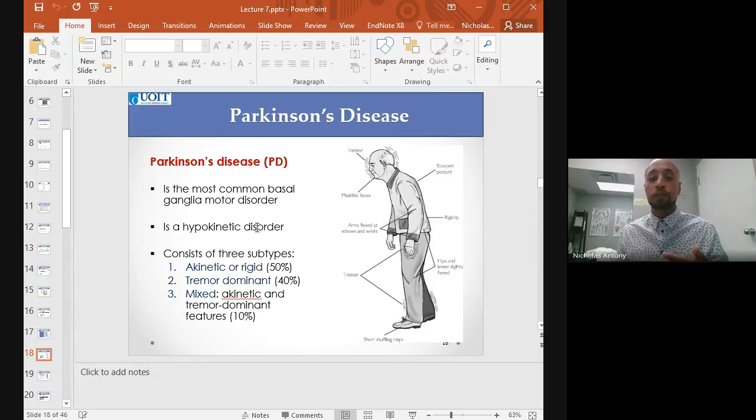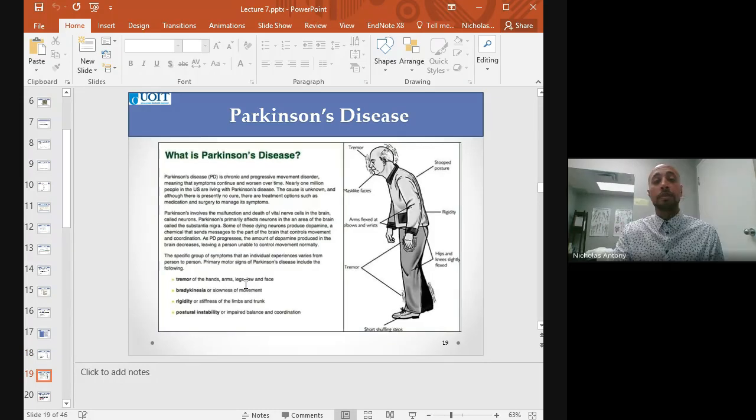Typically, these people move very slowly, so that's what's called hypokinetic. There are three subcategories. There's akinetic or rigid, tremor dominant, which looks a little bit different, and then there's the mixed. So just like any disease, there's a spectrum of what you can get. But the main symptoms are located on this slide here, and we can see it in the picture.